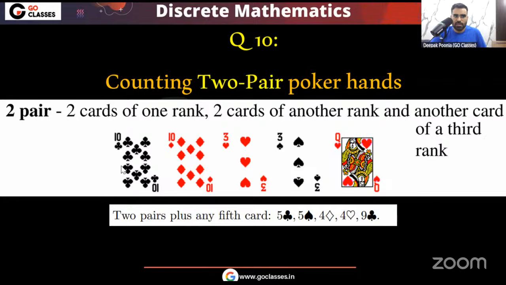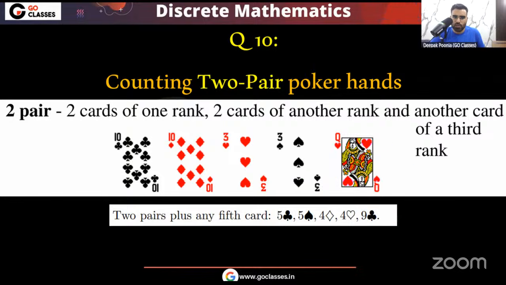Read the definition. Two pair simply means two cards of one rank, for example two cards of value 10, two cards of another rank, two cards of value 3, and another card of a third rank. So you can see two pair plus any fifth card, but this fifth card must be different from the values of these two pairs. For example, this is a pair, two cards of value 5, this is a pair, two cards of value 4, and this is a card of a third rank. I hope you understood.